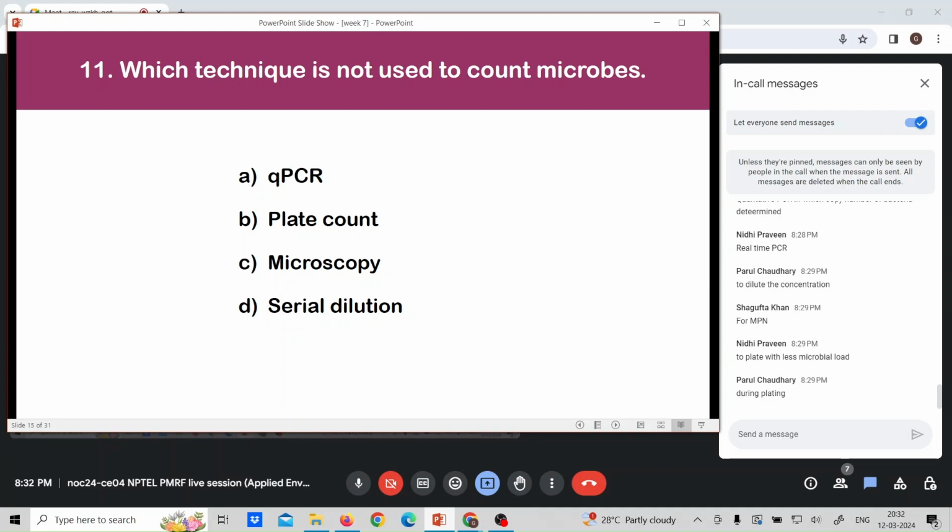I think you have these Petroff-Hausser plates, which are like grids. With the help of those grids, you can add some amount of sample, count it, do a particular multiplication kind of calculation, and then extrapolate to how many microbes are present. So qPCR, quantitative PCR, can be used to calculate the microbial load. Plate count, I think all of you by now know, is used for microbial counting. Microscopy can also be used for microbial counting, but serial dilution is not a technique in which you count microbes. Okay, is that clear?